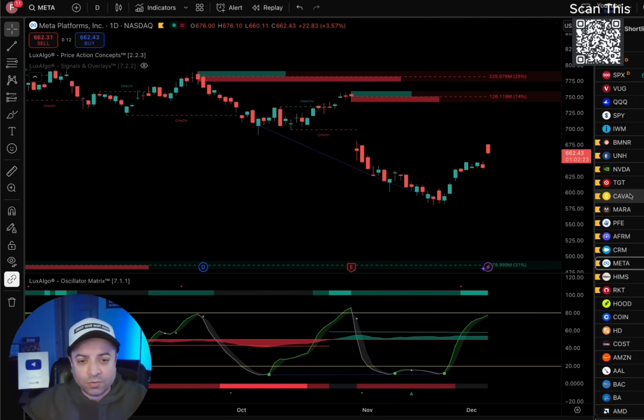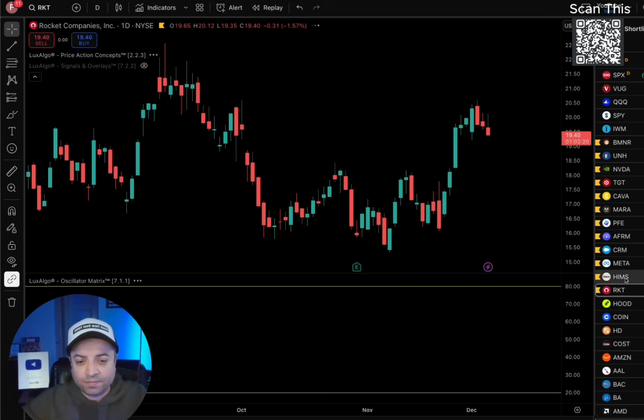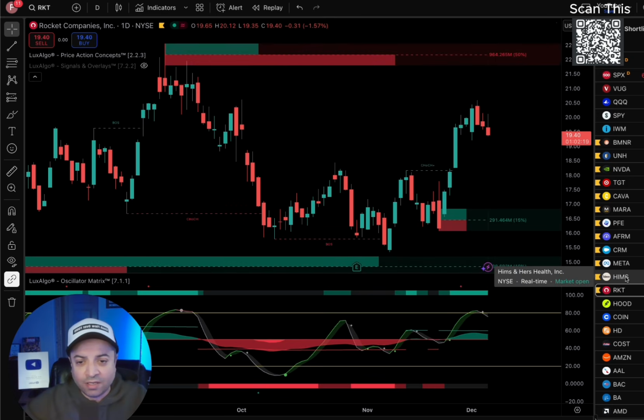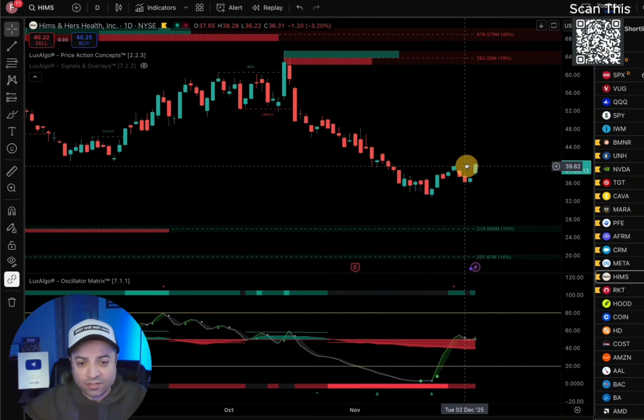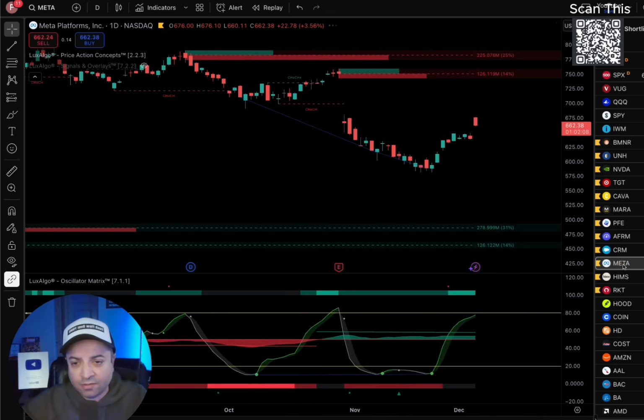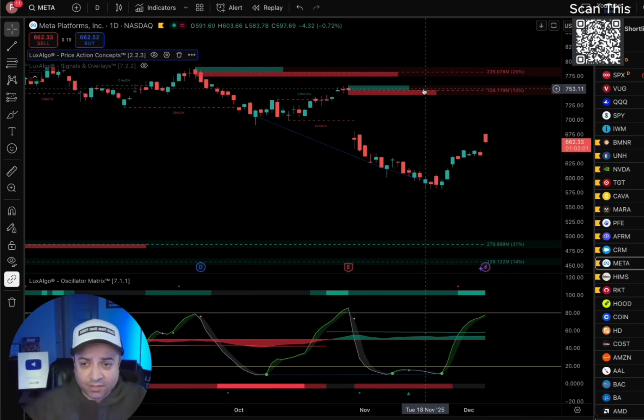And this is just on Meta. This will do it for whatever stock you guys are thinking about getting involved in, so it adjusts to that particular stock. Let's stay on Meta for a minute. That's the order blocks and the price action concepts.